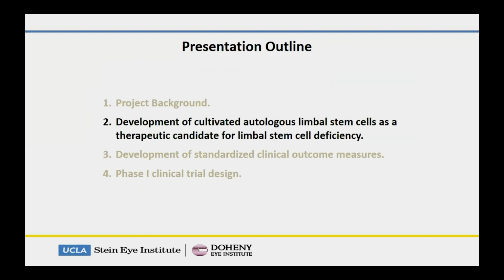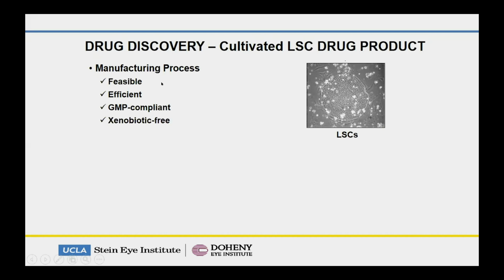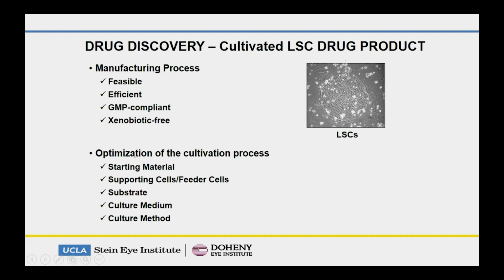So in the next section, we want to share with you how we developed a new therapy using cultivated autologous limbal stem cells. We focus on the manufacturing process of these autologous cultivated limbal stem cells. We want it to be feasible, efficient, GMP compliant and xeno-free. To achieve that, we optimized the culturing process by improving the following categories.